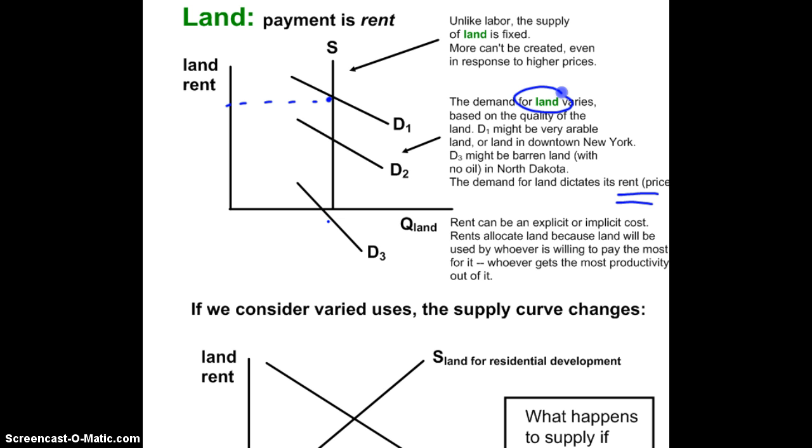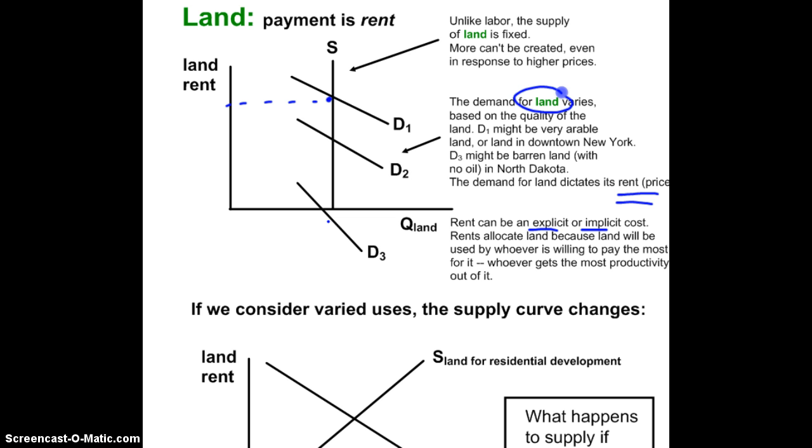Rent can be an explicit or implicit cost for a firm. It is an explicit cost if you have to pay rent for the use of someone else's land. It's an implicit cost if you are the owner of the land and you need to think about alternate uses, who would be willing to pay you if you were not using it for your own use. Rents allocate land because land will be used by whoever is willing to pay the most for it. In other words, whoever can get the most productivity out of it.